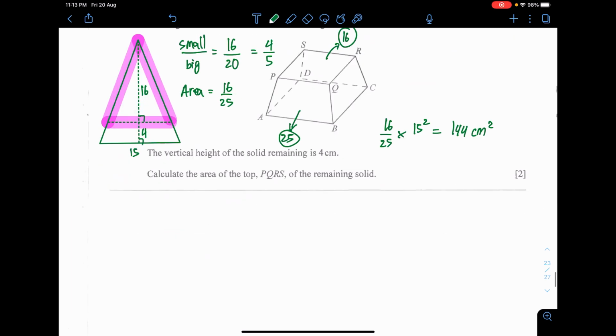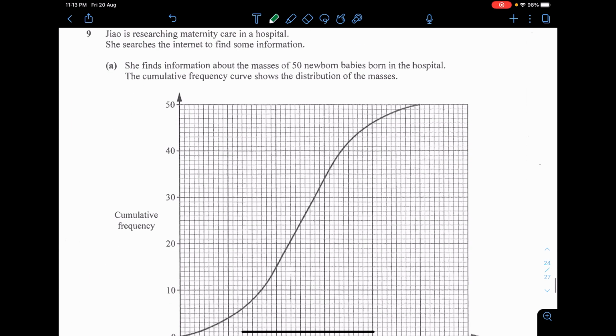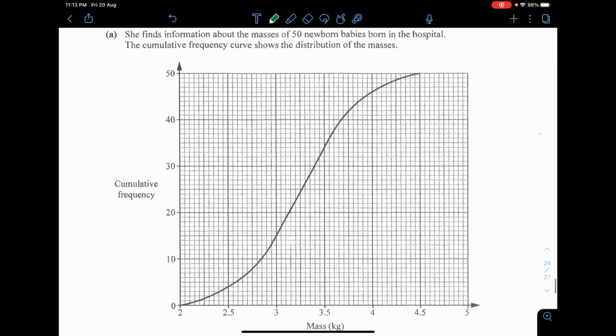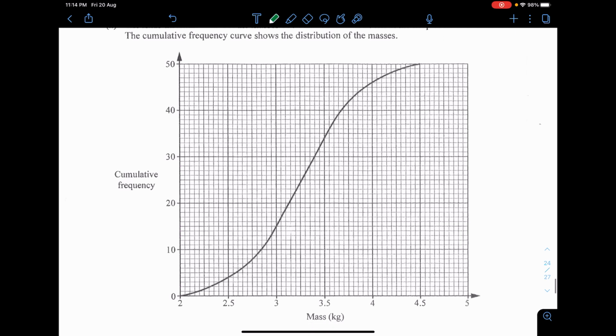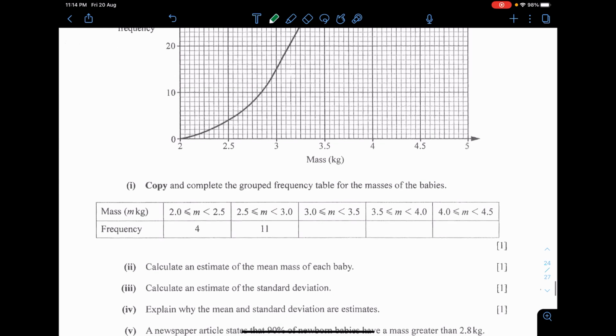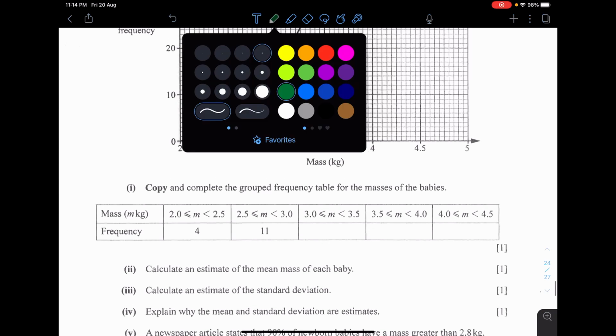Alright, next. Chow is researching maternity care in a hospital. She searched the internet to find the same information. She finds information about the mass of 50 newborn babies. Wow, there are some that are 4.5 kg. That's a fat baby. Only a few of them, I guess. Copy and complete the group frequency table for the masses of the babies.